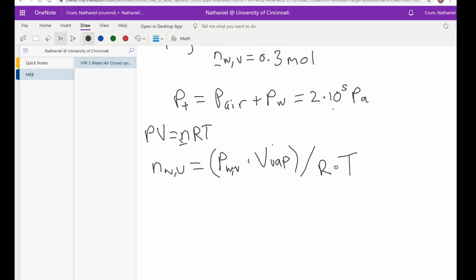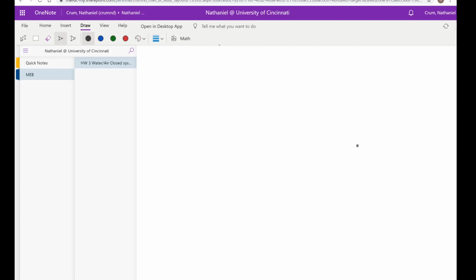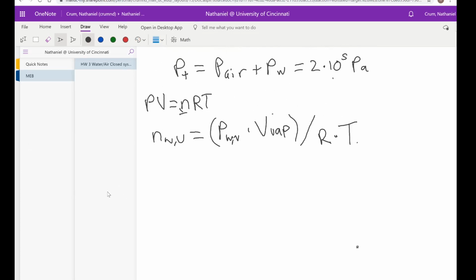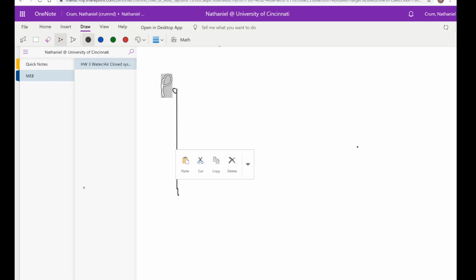R times the temperature, which we do not know. So our temperature right here, as well as our volume, are two unknowns for this problem. Okay, so we know that our pressure of air and our pressure of water make up the total pressure of 2 bars.